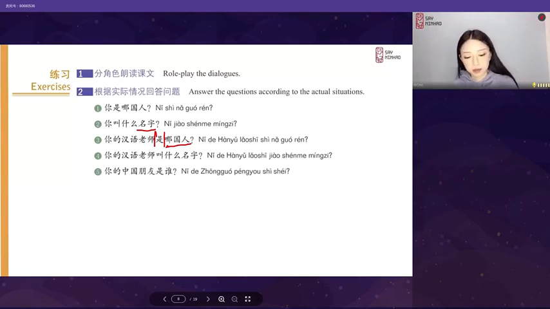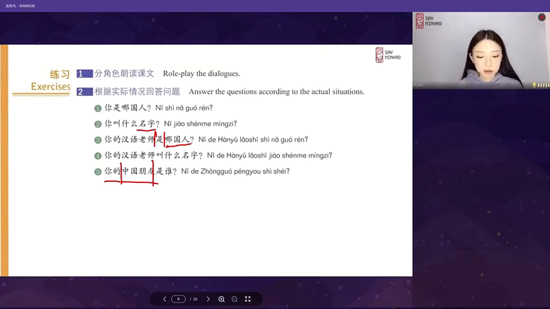Okay, last question. 你的中国朋友是谁? It means, who is your Chinese friend? 你的中国朋友 means your Chinese friend. So, try to answer this question.